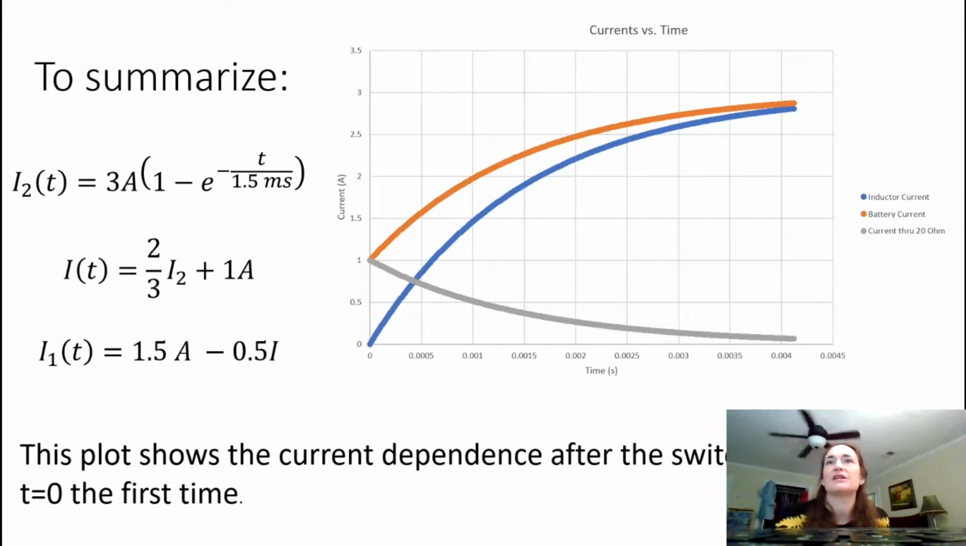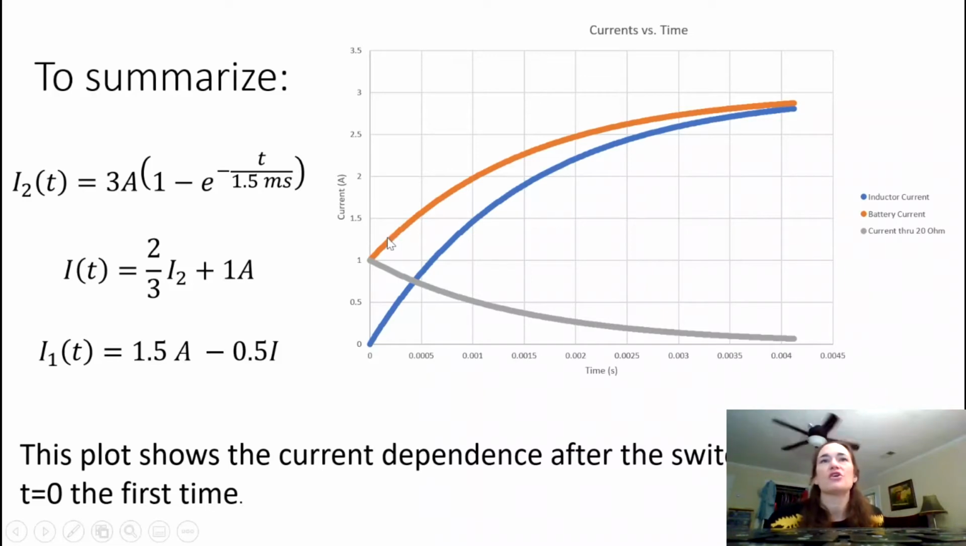So I did that here in Excel and I plotted them. The current through the inductor is the blue line. That's I2, and you can see that it starts out at t equals 0 and approaches 3 amps, which is what we knew the solution to be. I've gone through about 3 time constants or so on this plot. If I extended it out further, I could have a better approach to 3 that would be a little easier to see, but you can see that it's getting there.